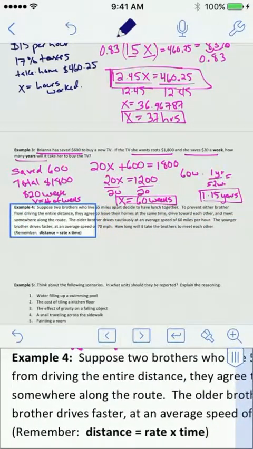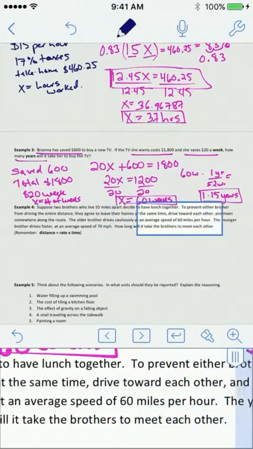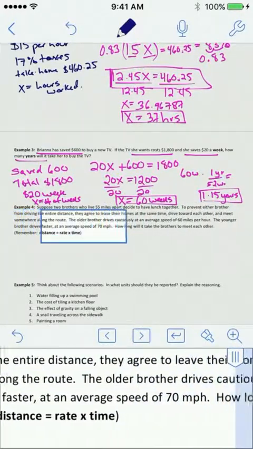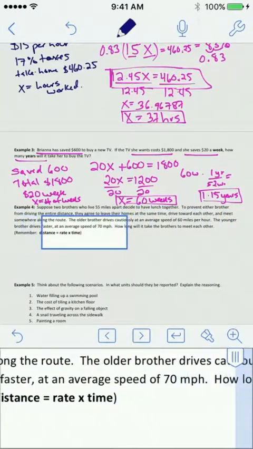Let's head over to example 4 now. If you have any questions, make sure you get them answered. But let's keep on. Suppose two brothers who live 55 miles apart decide to have lunch together. Wow, that's a lot of miles apart for lunch. To prevent either brother from driving the entire distance, they agree to leave their homes at the same time, drive towards each other, and meet somewhere along the route.